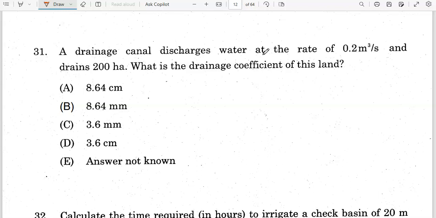A drainage canal discharges the water at the rate of 0.2 meter cube per second and drains a 200 hectare. What is the drainage coefficient of this land? They have asked us to find the drainage coefficient of the land. They had given the discharge Q is equal to 0.2 meter cube per second, and the area, they had given us 200 hectares. So using this we can find the drainage coefficient.